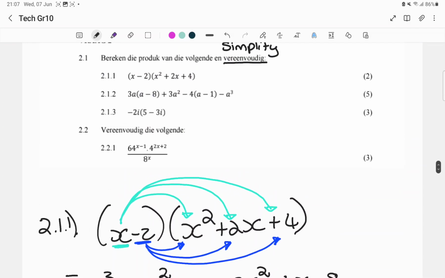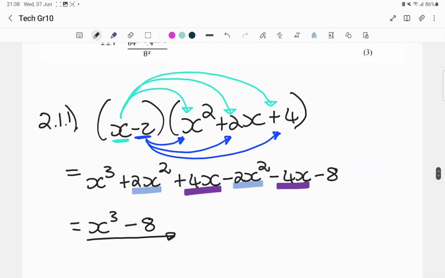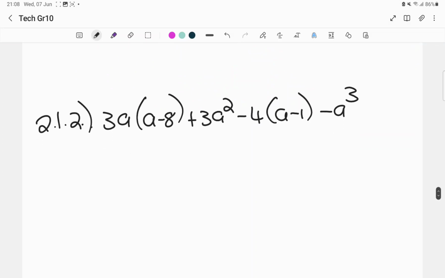Alright, let's have a look at question 2.1.2. So once again, the question is also telling you to simplify. Alright, so the first thing you always have to do is your brackets. Die eerste ding wat jy altyd moet doen is jou hakies. Okay, so kom ons begin.